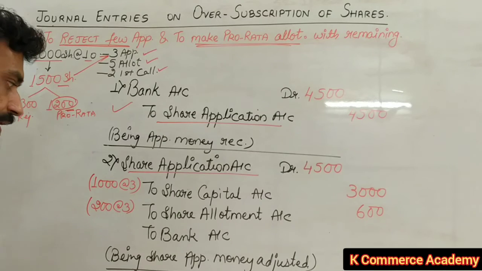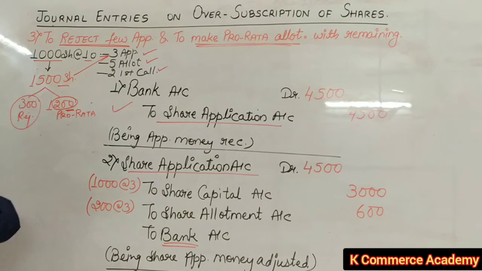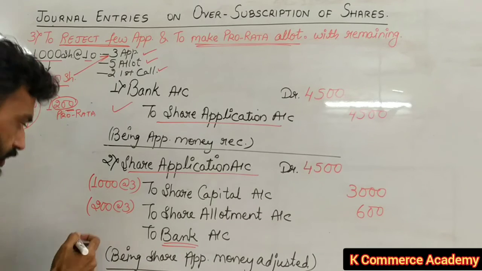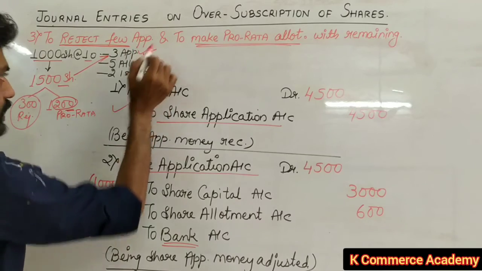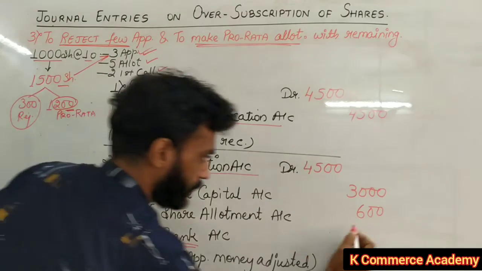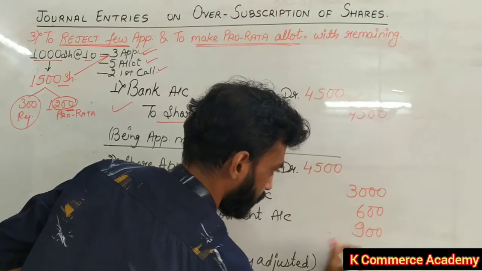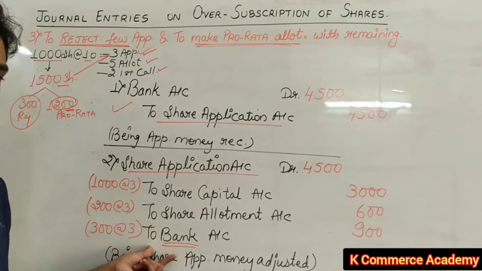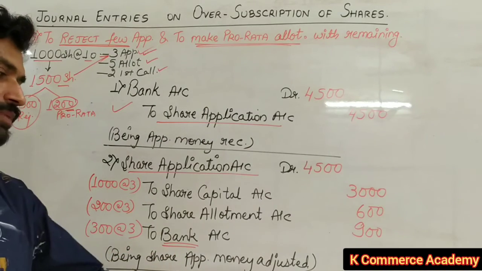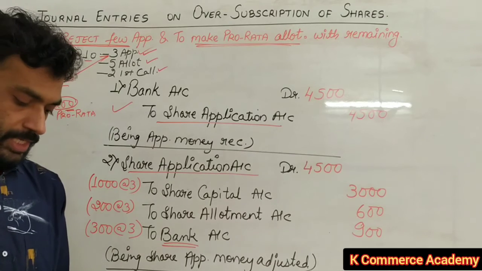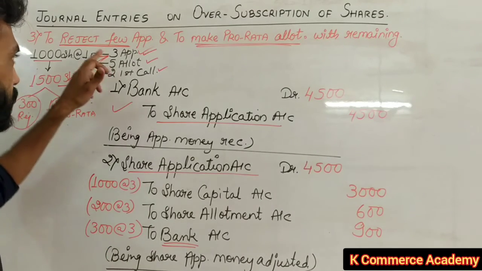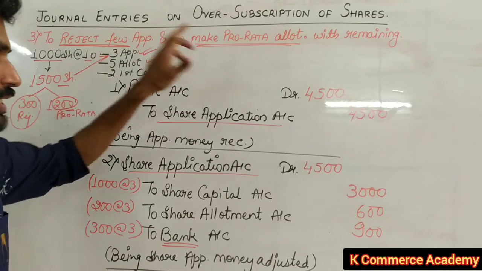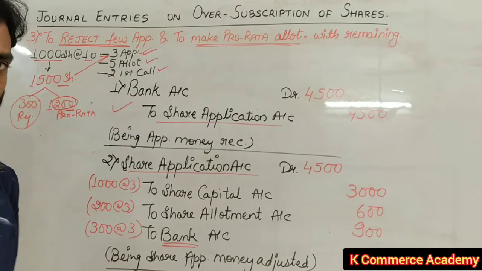600 रुपीज हम ट्रांसफर कर देंगे शेयर अलॉटमेंट में, और रिफंड जो करना है वो कितना, जिसको आपने रिजेक्ट किया है 300 एप्लीकेशन जिनको आपने रिजेक्ट किया है, तो उन 300 एप्लीकेशंस पे उसी 3 रुपीज की रेट से आप 900 रुपीज रिफंड कर देंगे, क्योंकि उनकी एप्लीकेशंस को आपने रिजेक्ट कर दिया. Being share application money adjusted. So this is the accounting treatment, and these will be the journal entries where we need to reject few of the applications and we need to make the pro rata allotment with the remaining.